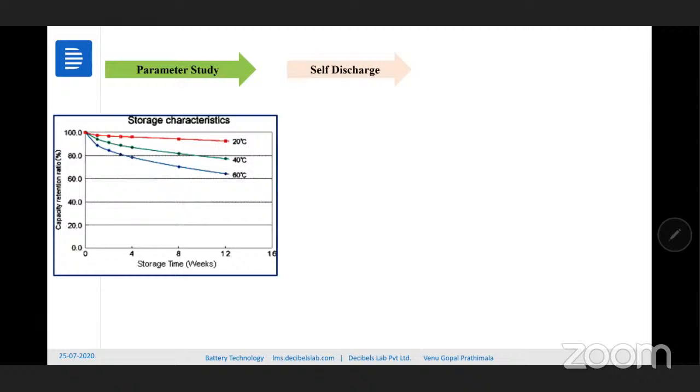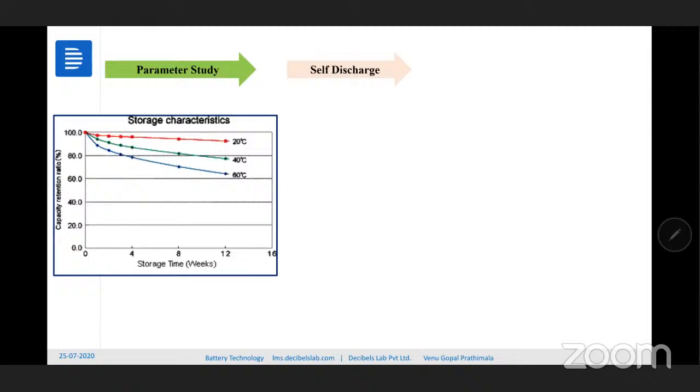The next one is self-discharge. What self-discharge means is a measure of how quickly a cell will lose its energy while sitting on the shelf. Why is the cell losing energy? Because some unwanted chemical reactions take place within the cell, and because of these the cell gets discharged. Why do they take place? It depends upon internal cell parameters, such as the electrolytes or separators we are using. Apart from that, the most important thing is the storage temperature, at which temperature you are placing the cell. That plays a very important role in self-discharge.